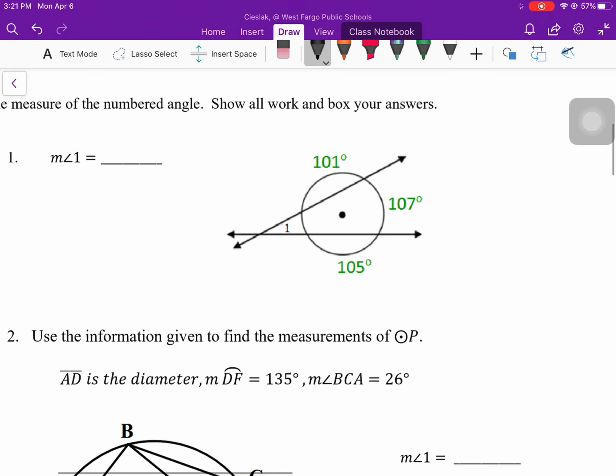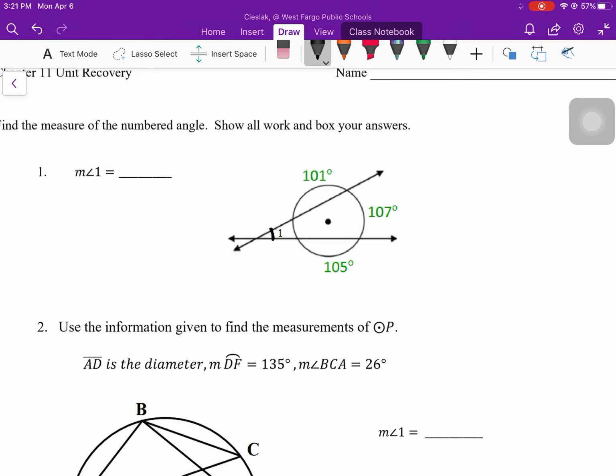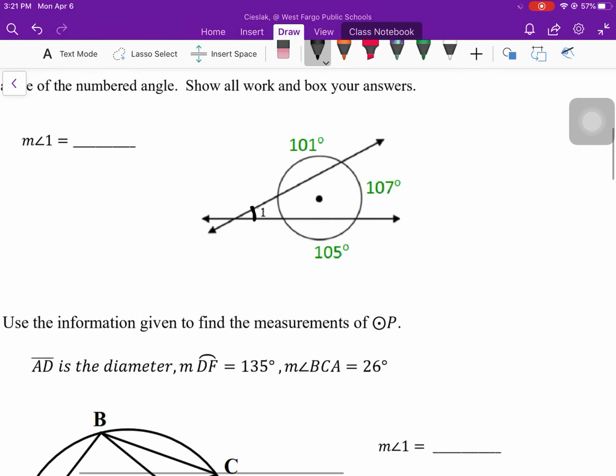So, first one, find the measure of the numbered angle, show all work, and box your answers. First thing to notice here is that I'm looking for an angle formed by two secants intersecting outside the circle. So if we remember, on the outside it's 1/2 times the difference of the two intercepted arcs. And when I say intercepted arcs, I'm talking this one and this one.